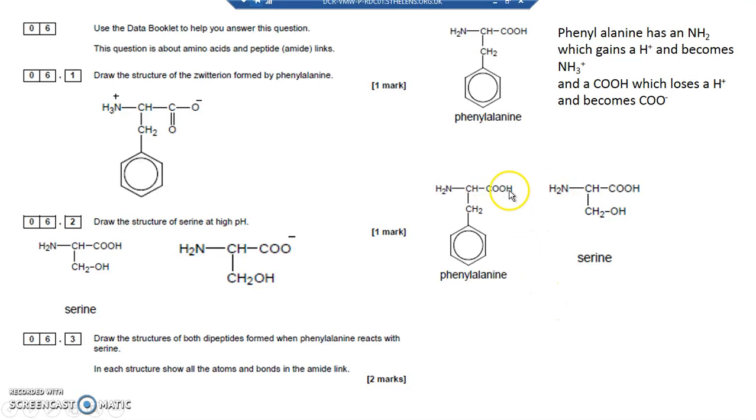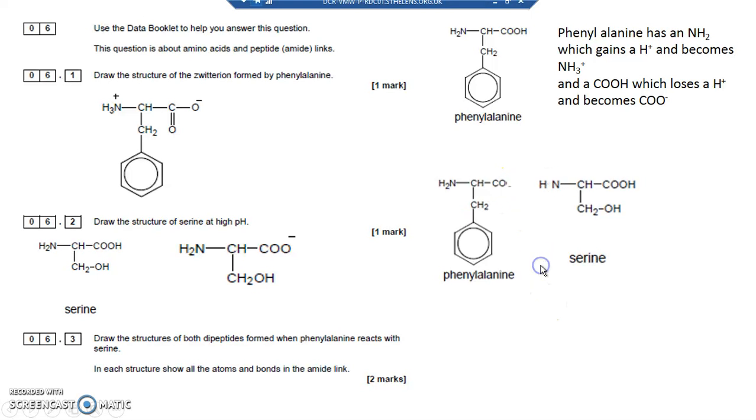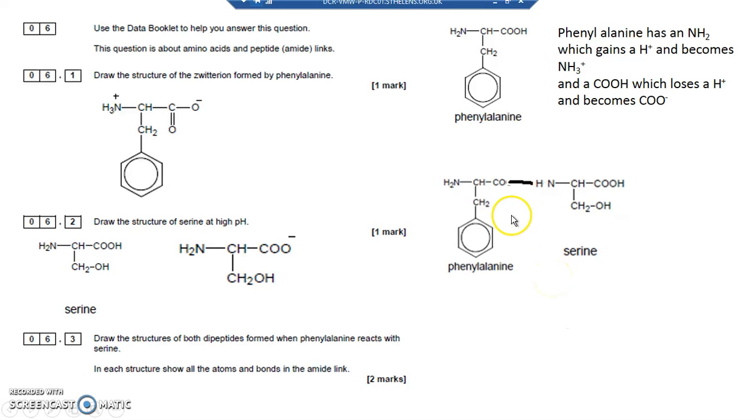Let's take off the OH and the H. So I've now taken off the OH off the COOH, and I've taken off one of the H's here, and all I do is join the two up. If I now join the two up, I have now made one of the two dipeptides. A dipeptide is two amino acids joined together, and this here, my CONH, is my peptide or my amide link.